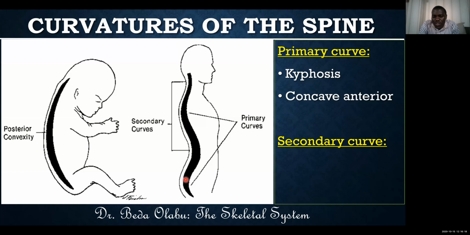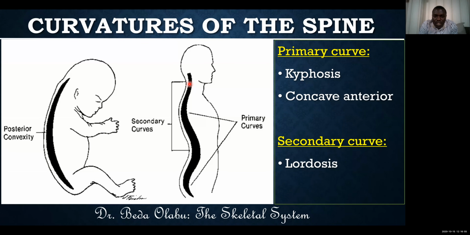As a preparation for the ability to crawl with the baby facing forwards, the curvature in the neck needs to behave in a different way. Instead of being concave anteriorly, it will be convex anteriorly so that the head can actually face the front when the baby is crawling. So basically, secondary curvatures are convex anteriorly, or we can say they're concave posteriorly.